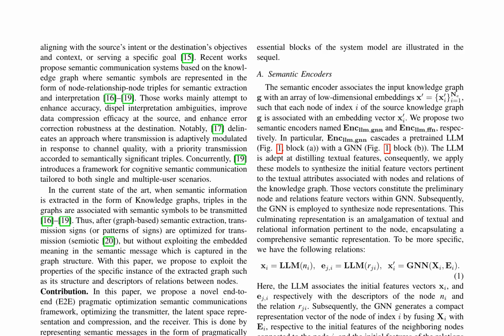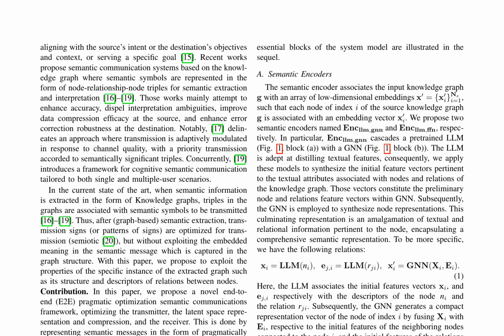In semantic communication systems, knowledge graphs are used to represent semantic symbols as node, relationship, node triples for extraction and interpretation. Recent approaches focus on enhancing accuracy, reducing interpretation ambiguities, improving data compression efficacy, and increasing error correction robustness. However, these approaches neglect the embedded meaning in the semantic message captured in the graph structure. This paper proposes a novel end-to-end pragmatic optimization semantic communication framework, optimizing the transmitter, latent space representation, and receiver.